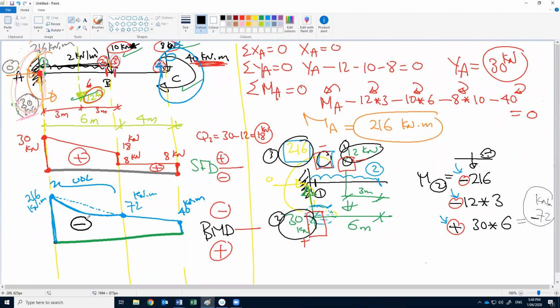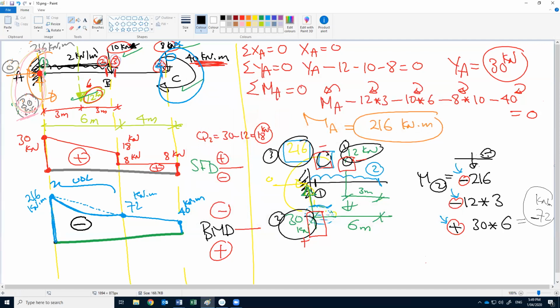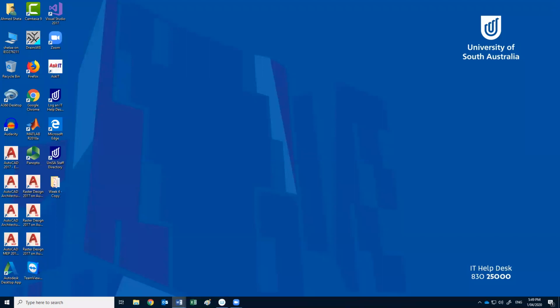Okay, that's good. So these are the main cases we have: cantilever and simple beam. If you need this slide, I will send it to you. Do you need them? Because some of you told me that you need it. So I will upload it to you.